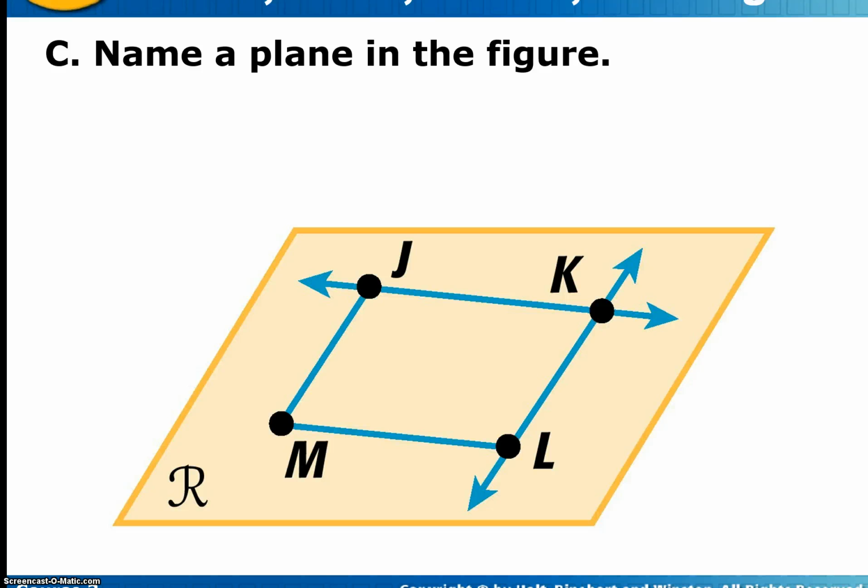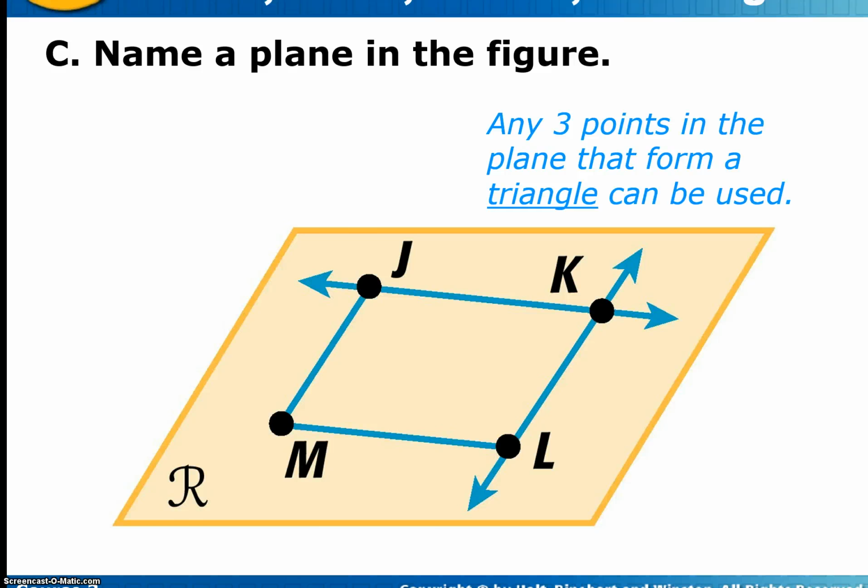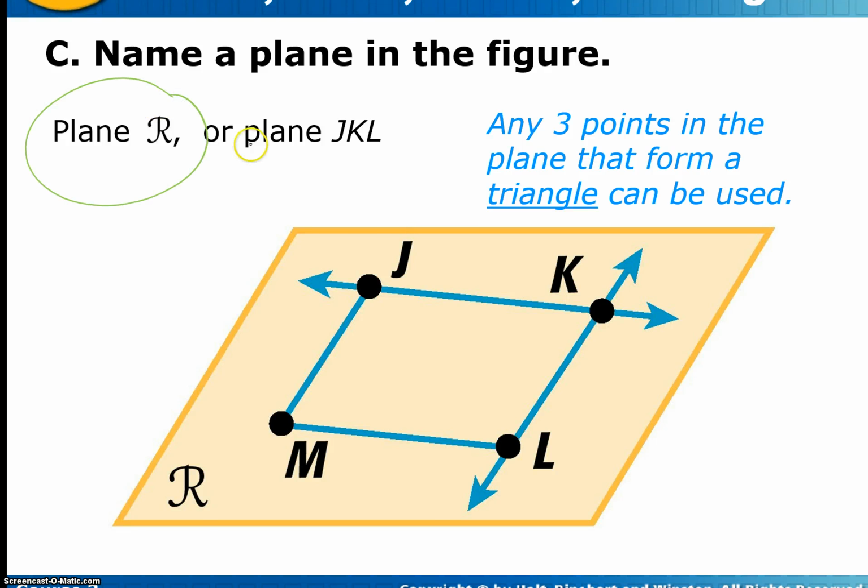See if you can name the plane. Use any 3 points, or you could use all the letters if you'd like. Call it plane R or plane JKL. You have to write the word plane in front of it.